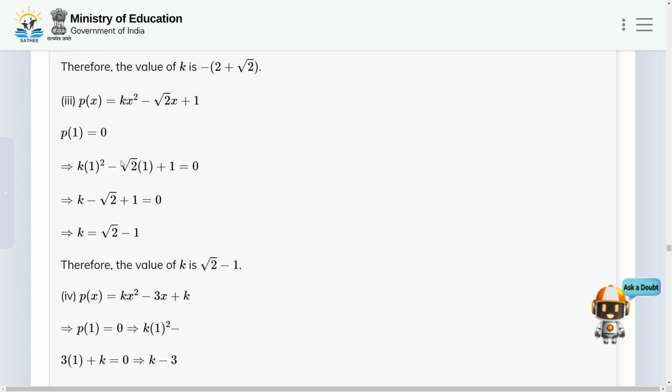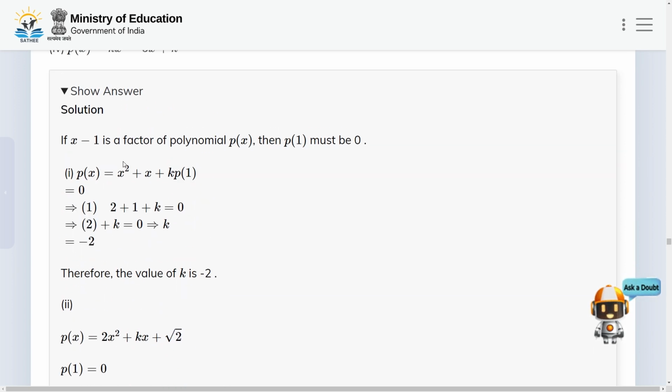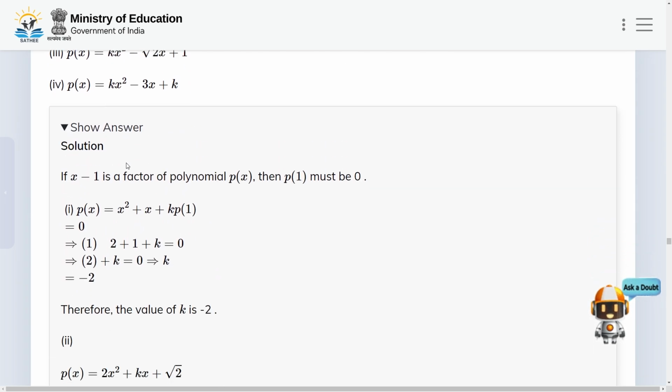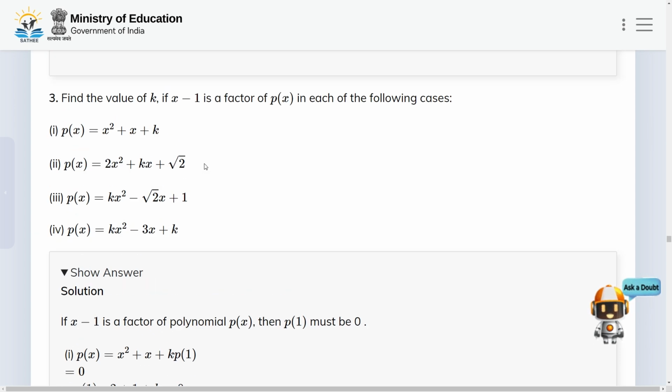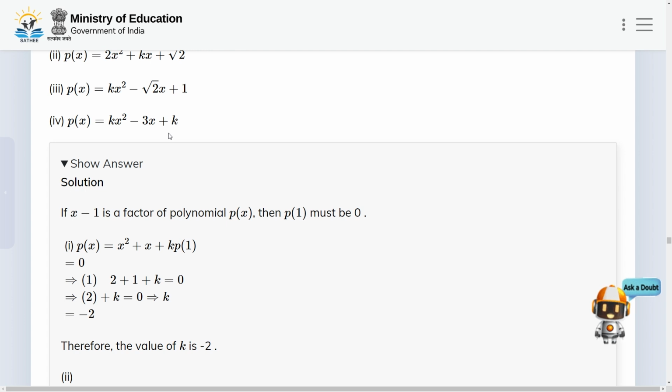Now let us find the value of k for this polynomial p of x equal to kx square minus 3x plus k. Here x minus 1 is a factor of p of x equal to kx square minus 3x plus k. So now p of 1 should be 0. So p of 1 is equal to 0.